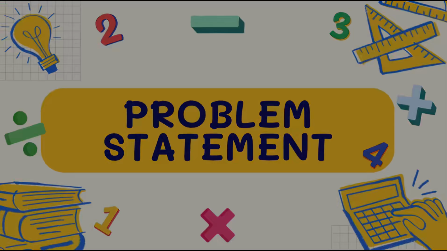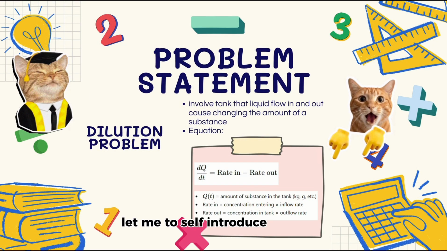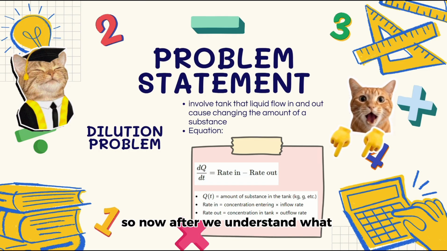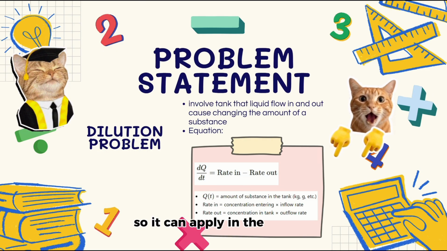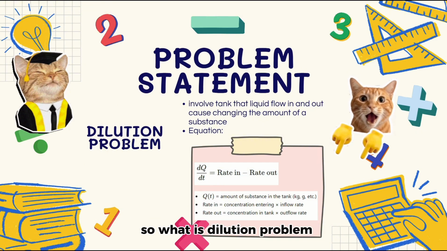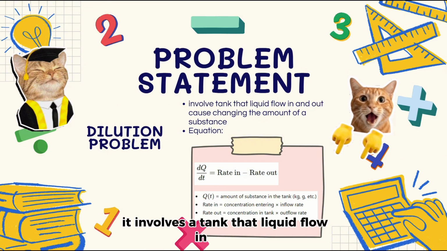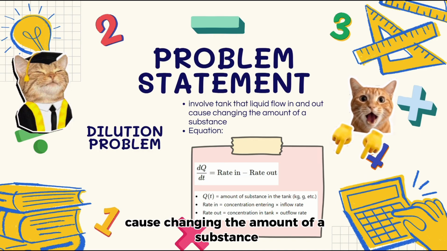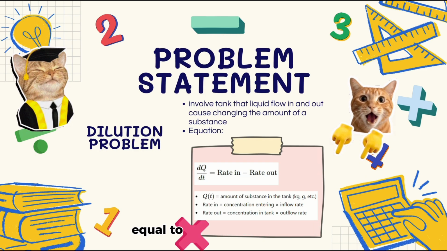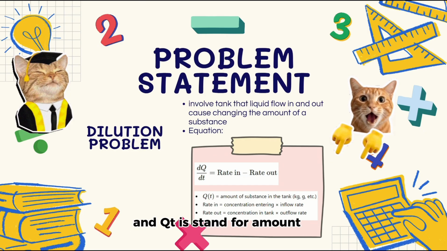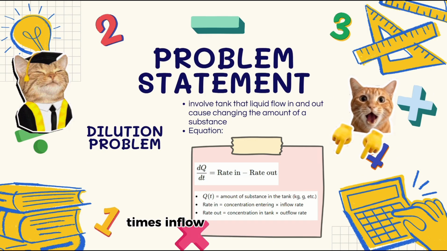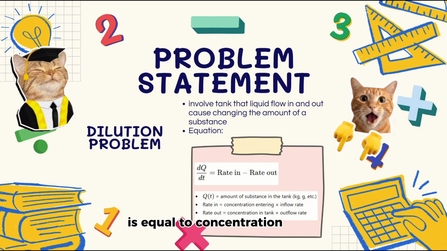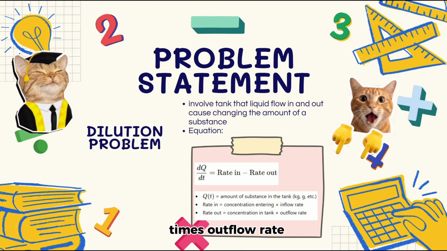Thank you. So before I proceed with my part, let me self-introduce. My name is Jericho. So now, after we understand what is ODE, we want to apply it in our real life, so it can be applied to the dilution problem. So what is a dilution problem? It involves a tank that liquid flows in and out, causing a change in the amount of a substance. And the equation is dq over dt equals rate in minus rate out. And q(t) stands for the amount of substance in the tank, and rate in is the concentration entering the tank times inflow rate, while the rate out is equal to the concentration in the tank times outflow rate.